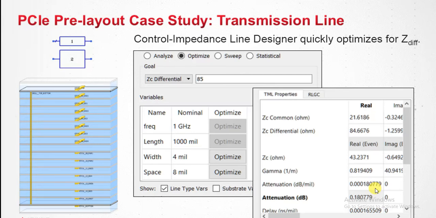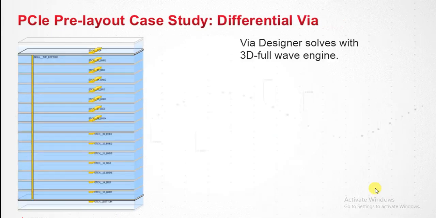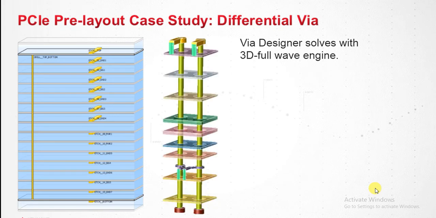Next, once you have your differential channel, you'll move on to defining your differential via. And our via designer that comes with the interconnect toolbox is able to do a 3D full-wave analysis on this kind of via. We made the tool so that it's very easy to go from single-ended into differential. And usually it doesn't take that long to simulate.